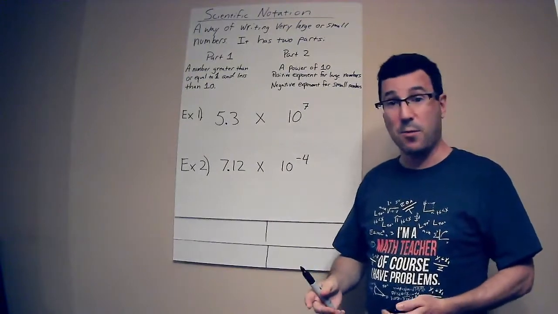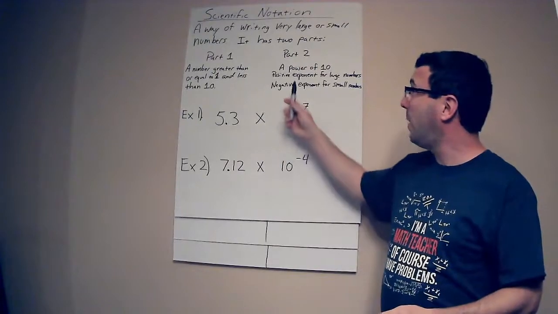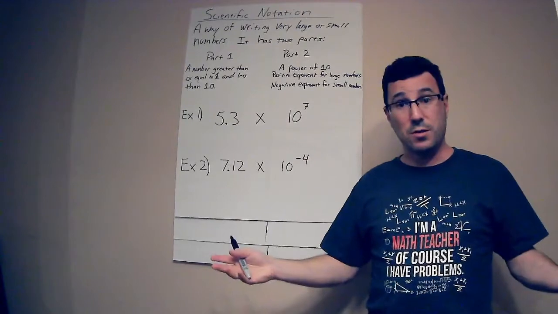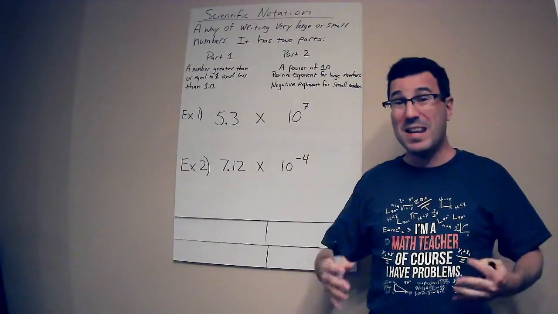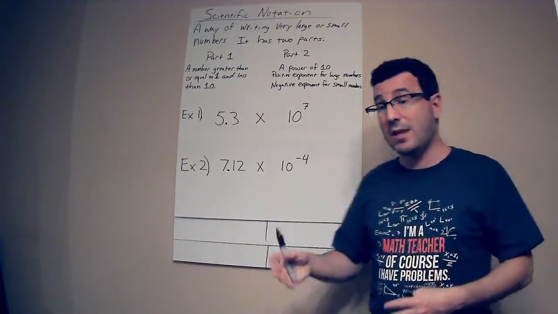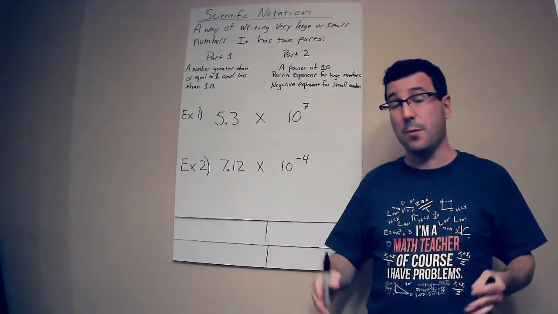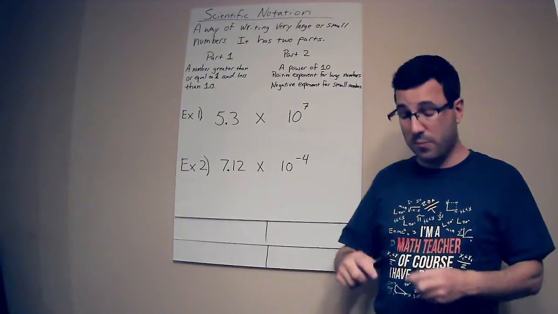So that exponent could be positive or negative. A positive exponent we're going to use when we need to represent very large numbers. And when I say large, I mean anything that's 1 or greater. And when we have a negative exponent, we're representing a small number, which is basically any number between 0 and 1, a decimal number. Okay?